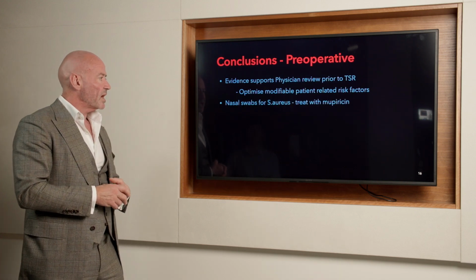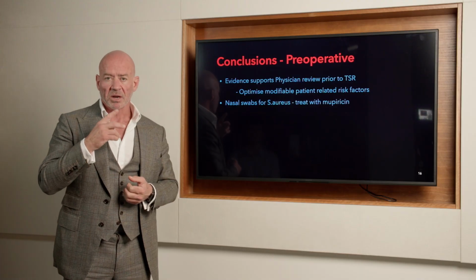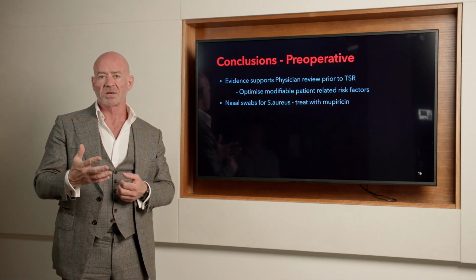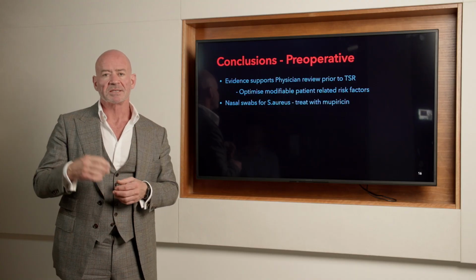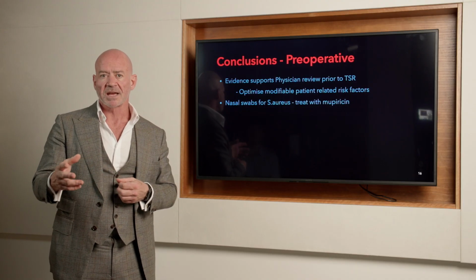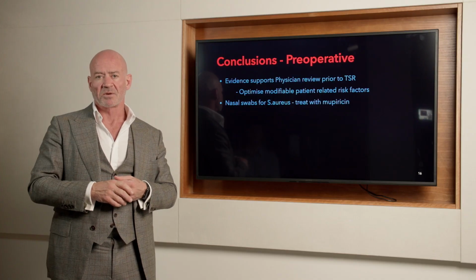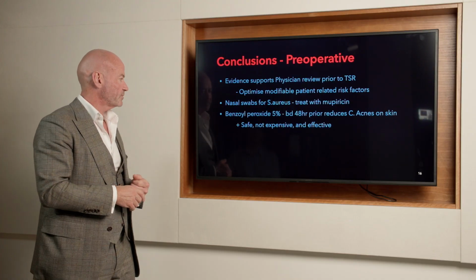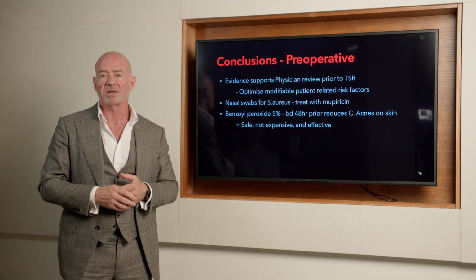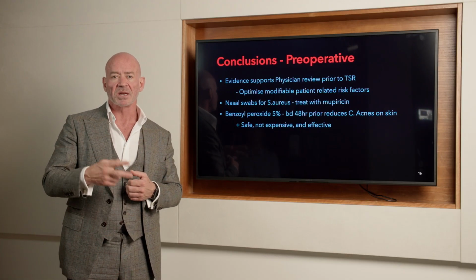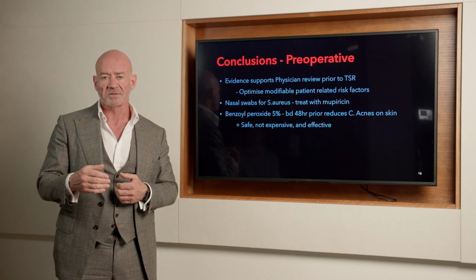Nasal swabs, we like you to use mupirocin antibiotic ointment for 5 days before the surgery, morning and night. That will clear the Staph aureus from your nostrils and significantly reduce the risk of golden staph infections with the Staph aureus in your wound. We like you to use benzoyl peroxide for 2 days before the surgery. So it's 5 applications, morning and night for 2 days beforehand, and then the morning of surgery.